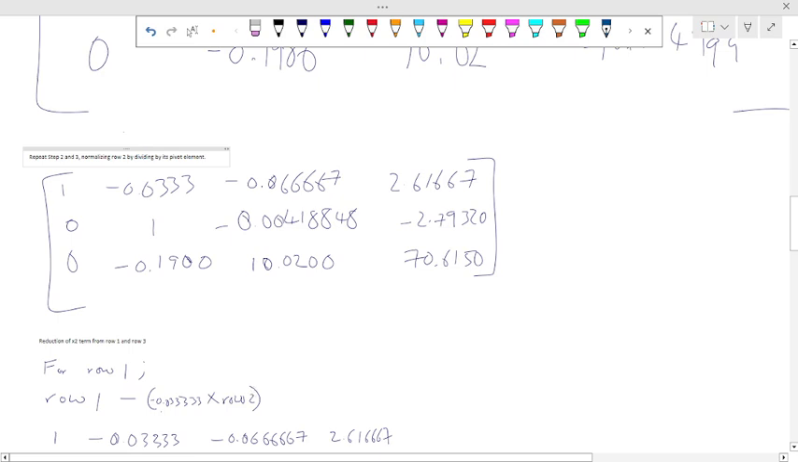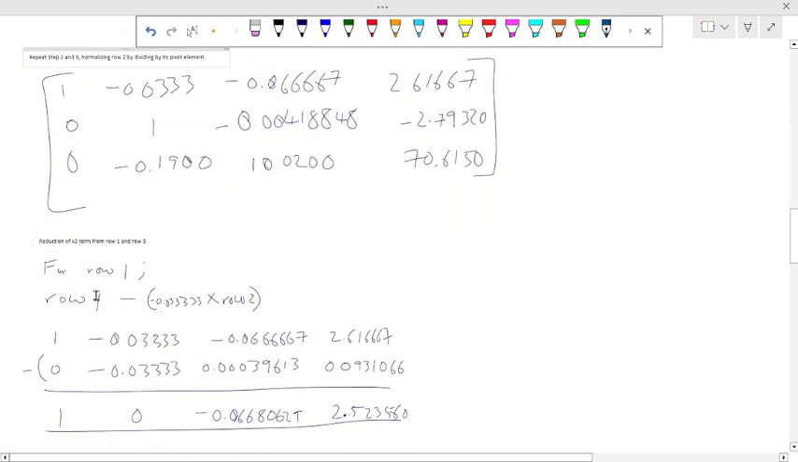So with that, this is row 1, minus 0.3333 multiplied by row 2, you will get this result. When you do that subtraction, you will get this answer. This is your new row 1.